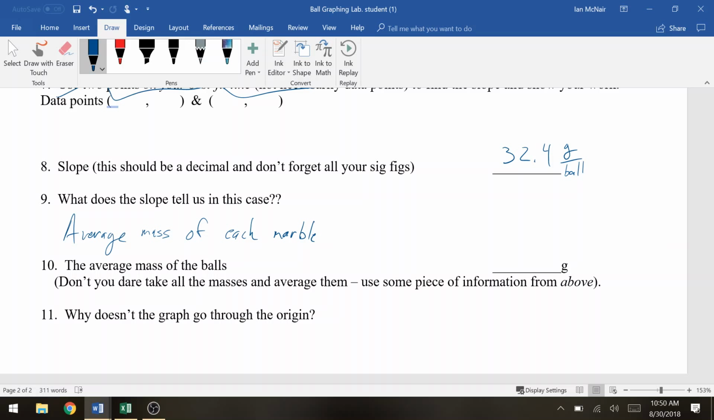So anytime we have a line of best fit that is just a straight line, not a curved one, that represents the average of your data. So it says the average mass of each marble. On average, they should have a mass of about 32.4 grams. But is that going to be the case for every single marble? No. In fact, none of them are going to be 32.4 because I used two different size marbles.